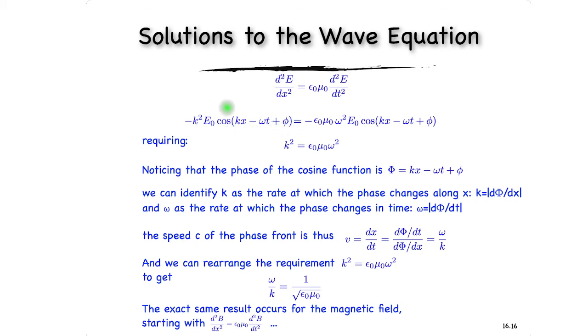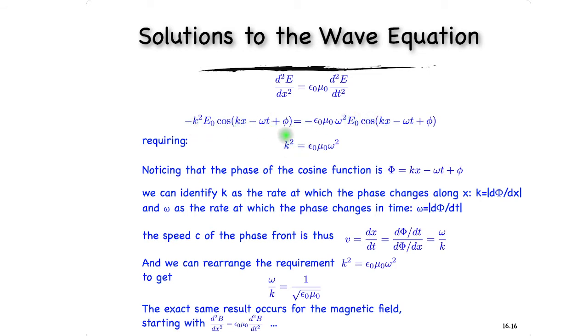Here was on the left side what I get when I take the second derivative. I have minus k squared times the original function. On the right side, I have this epsilon naught mu naught from my original differential equation. And then when I take the second time derivative, I've got this minus omega squared times the original function. So because both sides are proportional to the original function, the cosine factor cancels out on both sides. And this simplifies to this relationship. The minus signs cancel, and k squared, which is what I'm left with on the left, when the E naughts cancel, the cosines cancel, and the minus signs cancel.